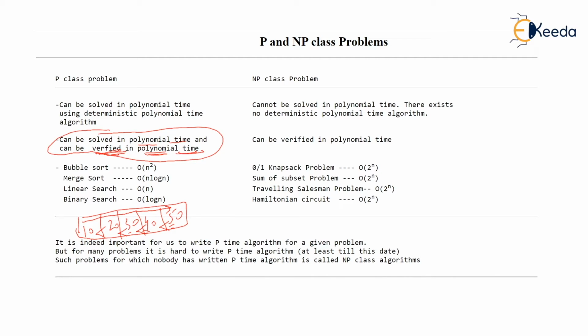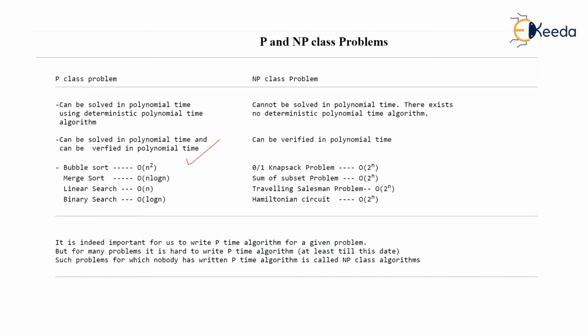So how many comparisons are we going to need? Maximum n comparisons. So this is of the order of n. Look at this. This was not the sorting problem. This was a verification problem. And we have verified that the array is sorted in the order of n. So both verification and solving the problem can be done in polynomial time. Such problems are called P-class problems.